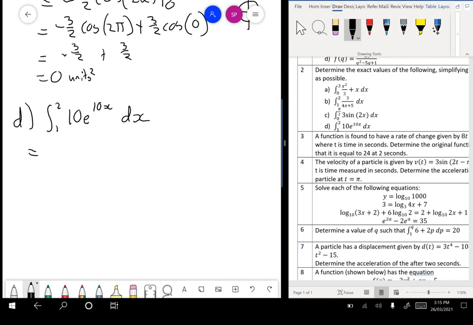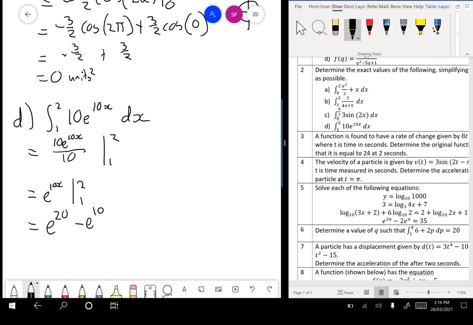So this one's going to equal, now e to the x, when you integrate, stays the same. So it's just going to become 10e to the 10x. But we're just going to divide by the derivative of the inner. The inner here would be that little upper bit of the fraction, which is 10x. So we divide by 10, because the derivative of 10x is 10. And we're integrating that from 1 to 2. Now, the 10s cancel. We get e to the 10x from lower bound 1 to upper bound 2, which then becomes e to the 20 minus e to the 10.